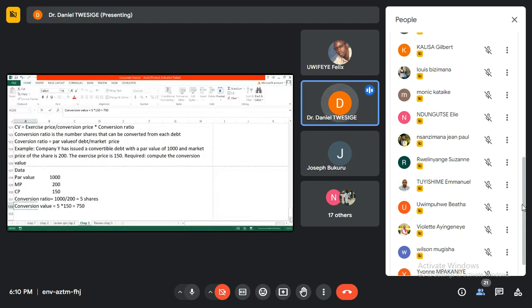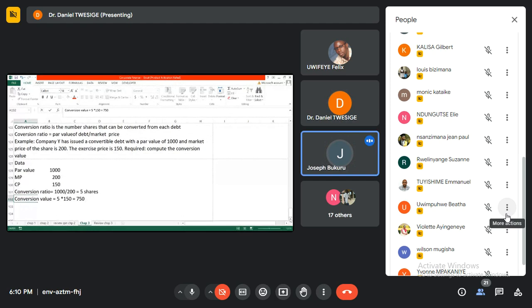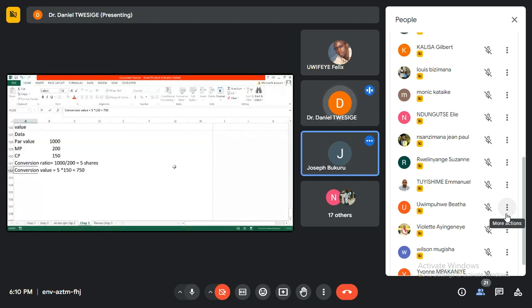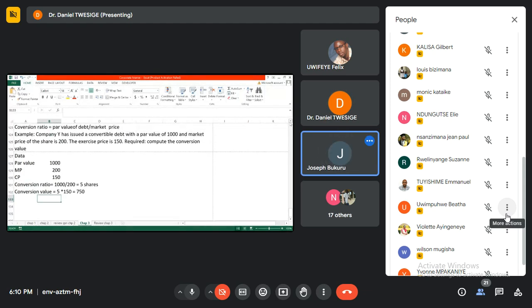So this one we shall discuss again. I was just illustrating what it means, but we are going to discuss them again in the sources of finance. So we were looking at the terms. These terms we are going to use in our calculations, so we need to understand them.